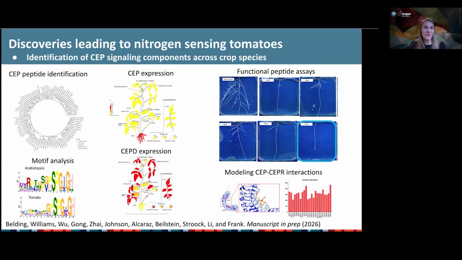While we annotated 21 CEP encoding genes in tomato, we need to use expression data to select for root-expressed CEPs and shoot-expressed CEP-D paralogs, which are most likely to play a role in this root-to-shoot communication pathway. To test whether these CEPs engage in signaling, we performed peptide application assays where we quantified root architecture responses and modeled for receptor-ligand binding interactions using AlphaFold.